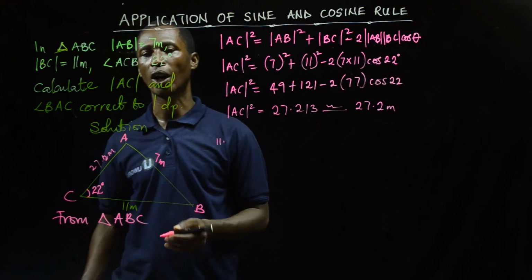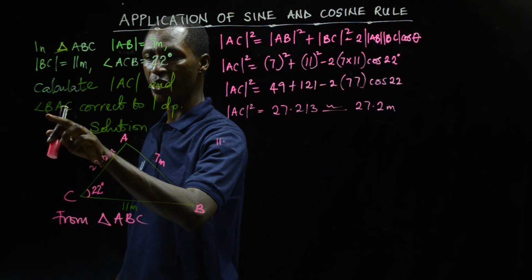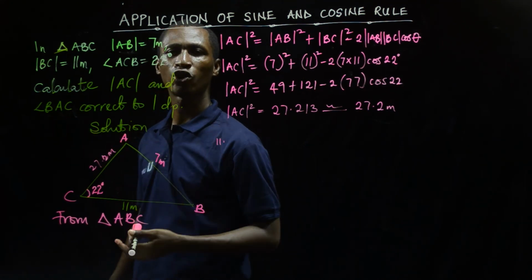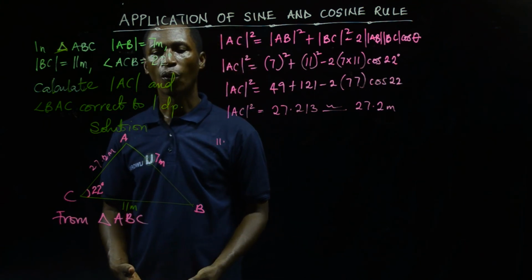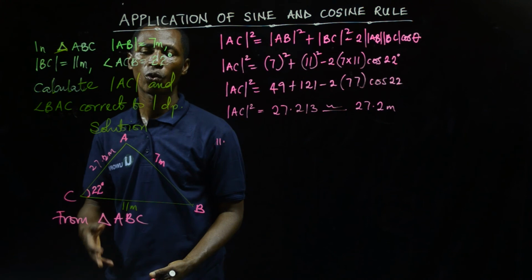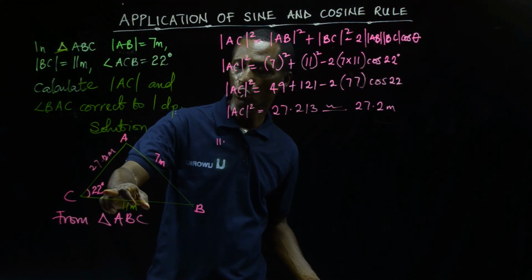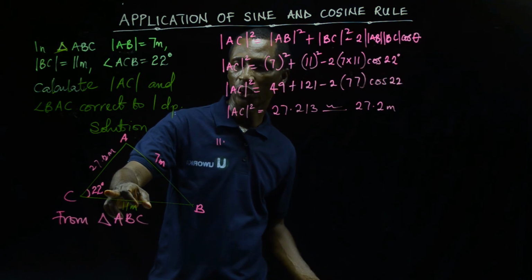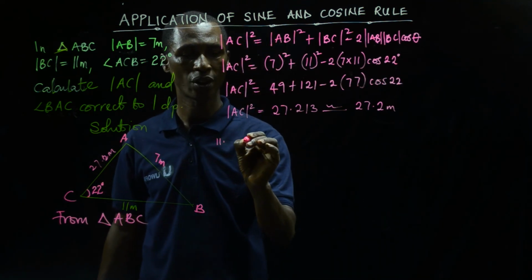You are asked to calculate the angle BAC. So how do you get BAC? I have now gotten all the sides and one internal angle. This side is facing this angle, and the 7 is also facing the angle 22 here. So in that case, we can use the sine rule.